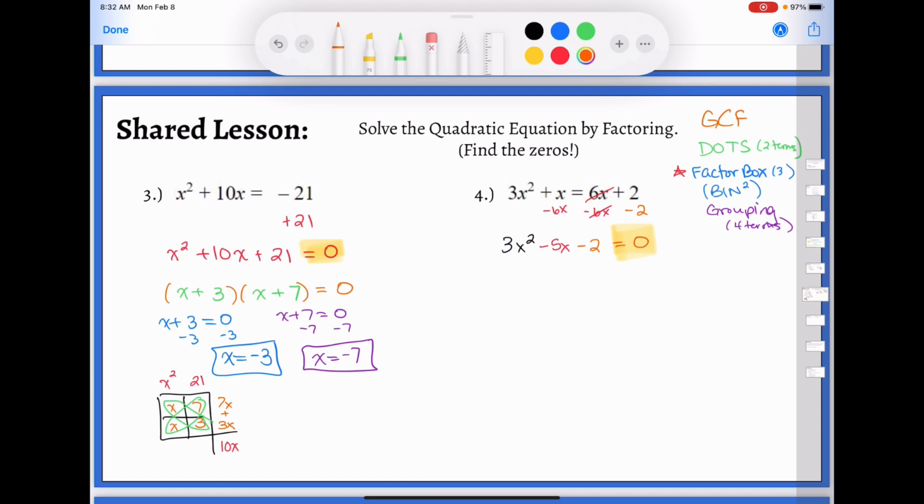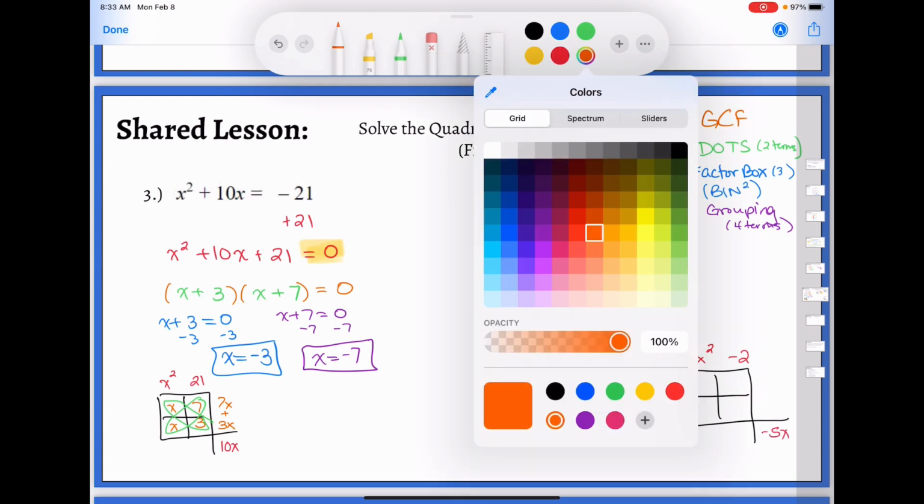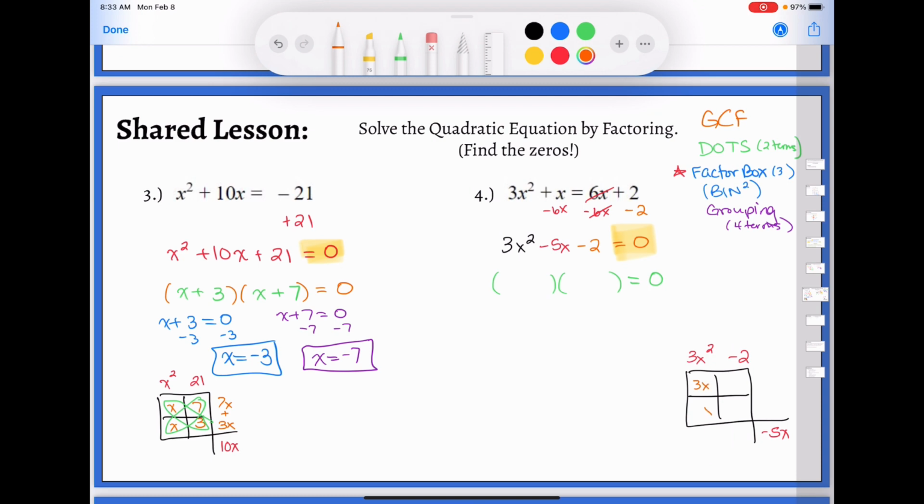All right, so now I'm on to my factor box, right? I get my two binomials ready. Remember to bring that equals 0 with it. I'm going to throw my factor box over here. Again, if you don't use a factor box, you can use whatever method makes sense to you. I have 3x squared up top, I have negative 2 up top, and I have negative 5x down in the nook. So let's see, that would be 3x and x. That would be negative 2 and 1, which would give me negative 6x plus 1x, which is negative 5x.